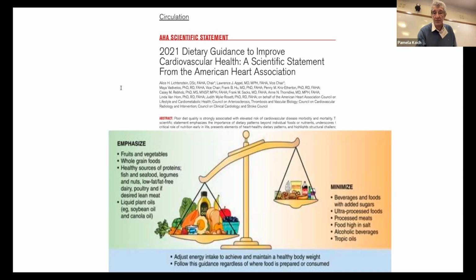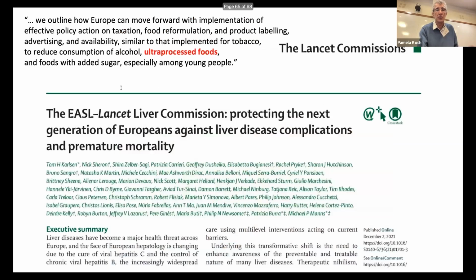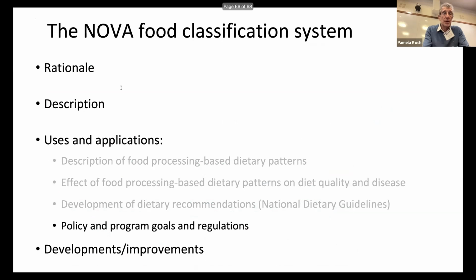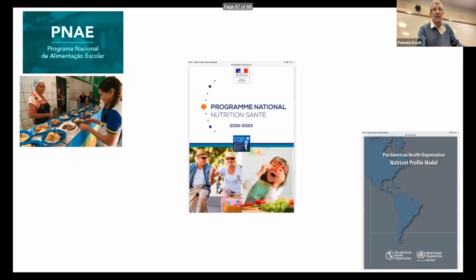recent one from 2021. So they say, among other things, reduction in ultra-processed foods. This is another medical society, of liver, that recommends the same thing for liver diseases: to avoid or reduce ultra-processed food consumption. So NOVA has been used in research, has been used in dietary guidelines, and is starting to be used in policy and programs, goals, and regulations.